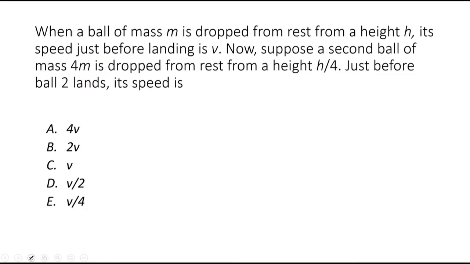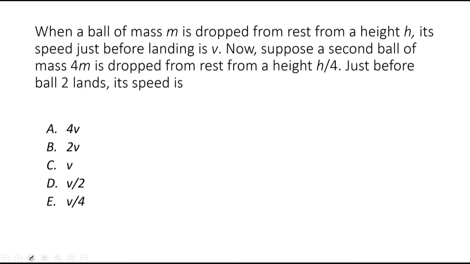Okay, so let's do a quick little example to get started today. We have a massive ball m that's dropped from rest from a height h, and it lands with speed v. Okay, and then we want to think about what happens if we drop a second ball. This ball has mass 4m, and it's dropped from rest from a height of h divided by 4. We want to know what is its speed.